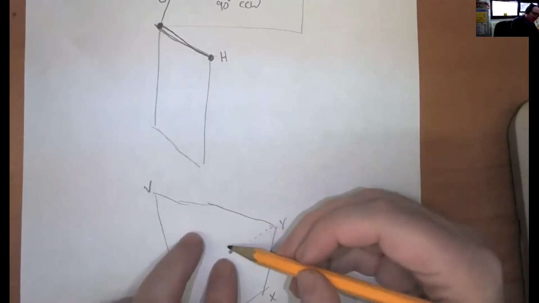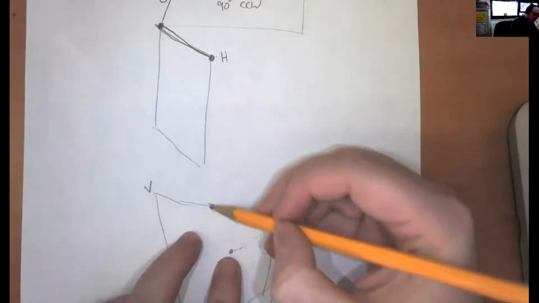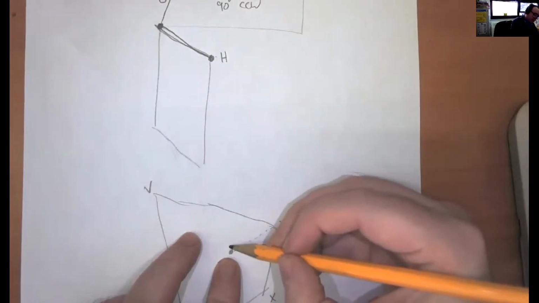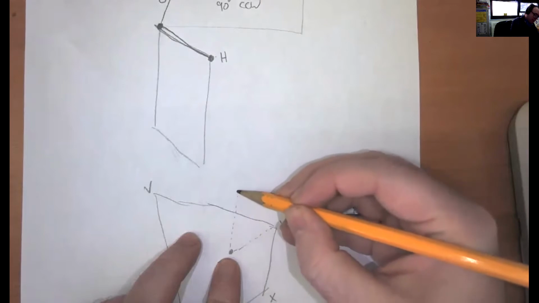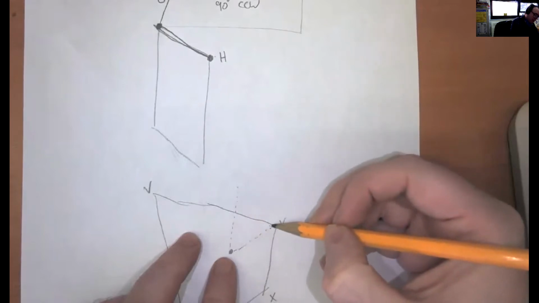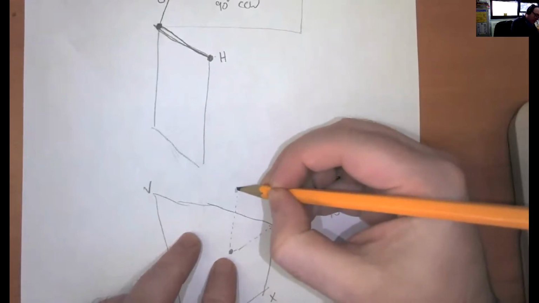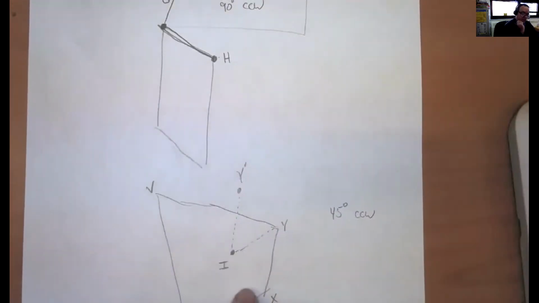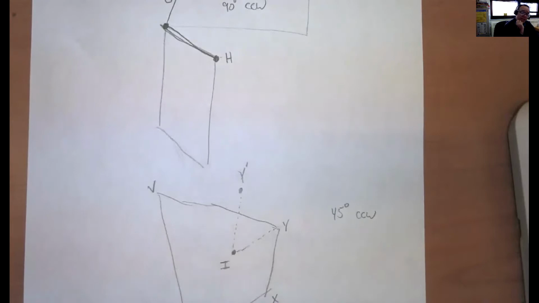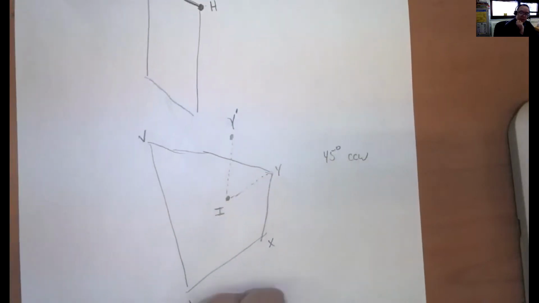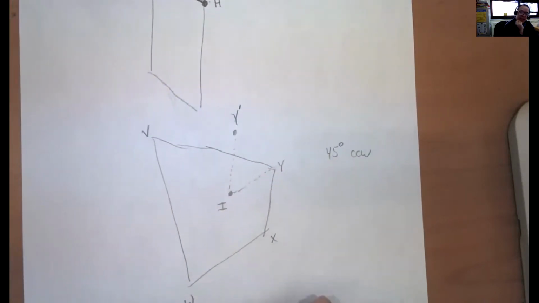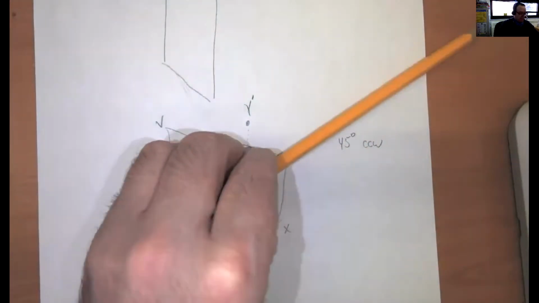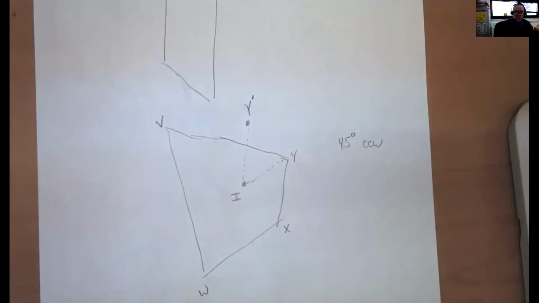45 degrees is half of 90 degrees. So 90 degrees would be off in this direction, and 45 degrees is about half of that. And I make it the same length as Y. So I'm going to expect to see Y prime right about here. All right, so I did the same thing I did in the first problem, but the difference was that I had to imagine that line segment even though it doesn't strictly exist.